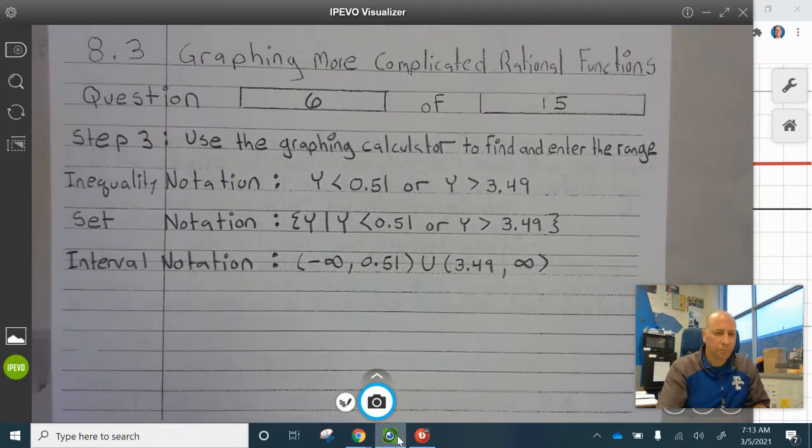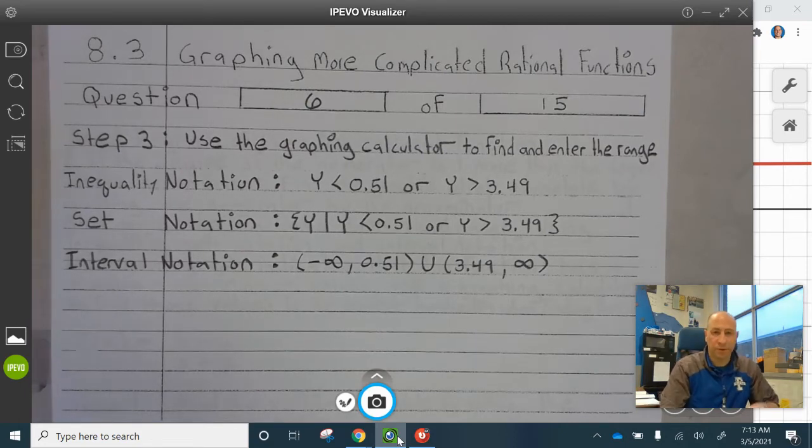So in inequality notation, it's y less than 0.51 or y is greater than 3.49. Set notation is y such that y is less than 0.51 or y is greater than 3.49. In interval notation, it's negative infinity to 0.51, not including 0.51, or not including 3.49 to infinity.